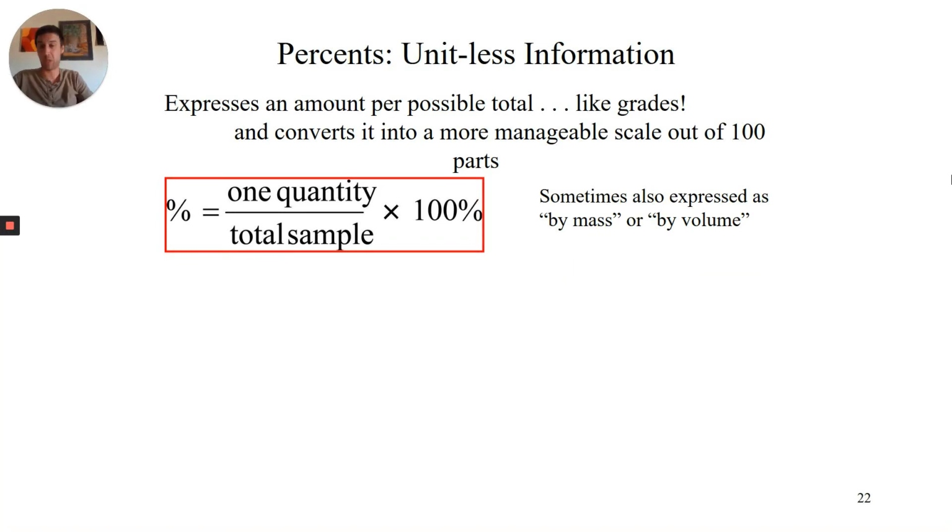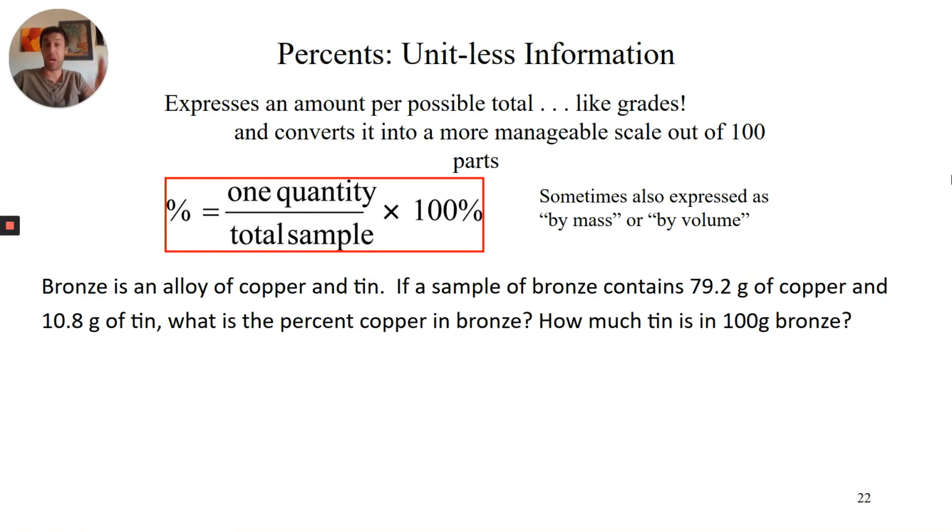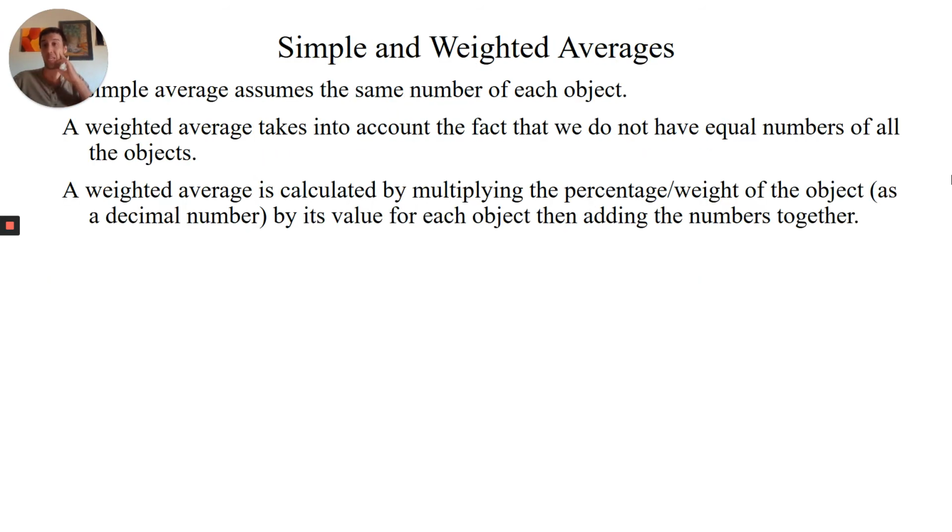Okay, so if we were to look at an example, and this is one I won't work out, but I'll leave you to go through and solve this, and we'll see it in a little quiz question in a second. We have an alloy of copper and tin. If our bronze contains 79.2 grams of copper and 10.8 grams of tin, what is the percent copper in the bronze? So I'd recommend you solve that question. Then you could also be asked the question, how much tin is in 100 grams of bronze? Right? And because that question's too easy, I'm going to make a second question pop up. It's going to be a little bit harder than that. Okay? So spend some time, work through those, make sure you understand the simple level of percentages before we move on to the full-on weighted average.